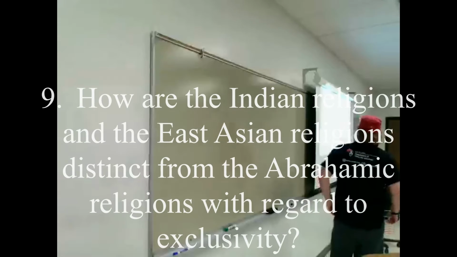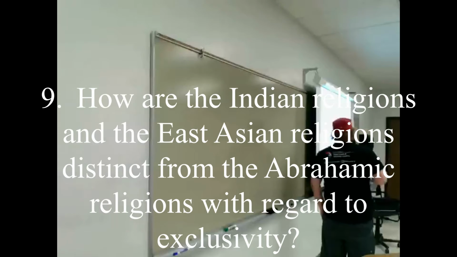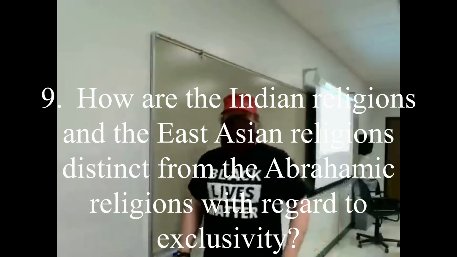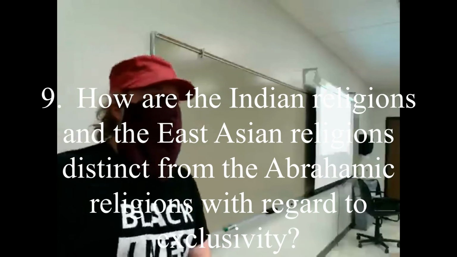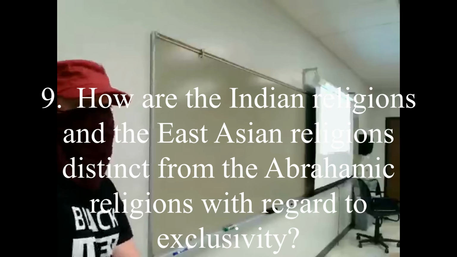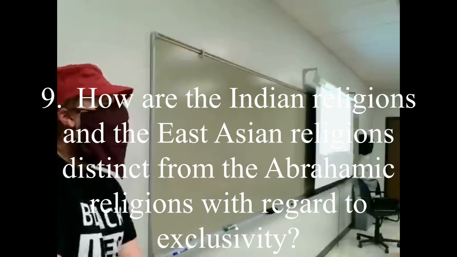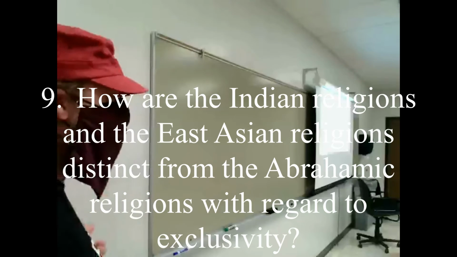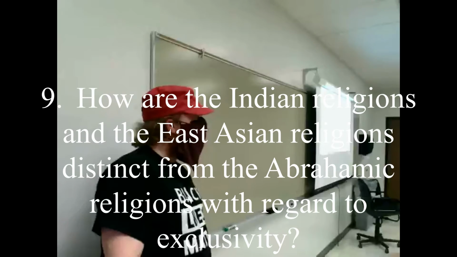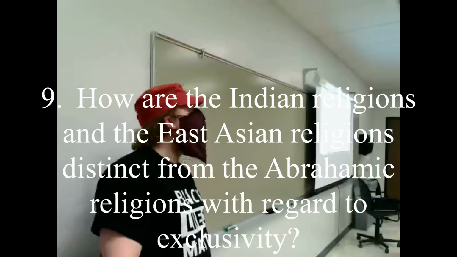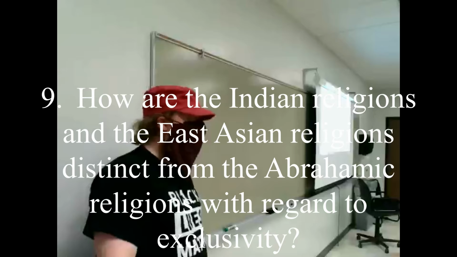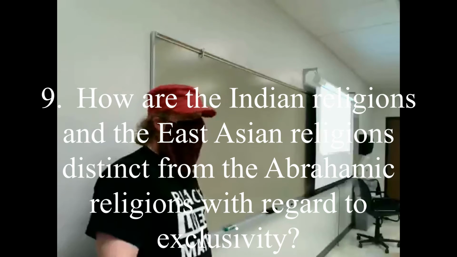Question number 9, the final question. How are the Indian religions and the East Asian religions distinct from the Abrahamic religions with regard to exclusivity? What do I mean by that? It's kind of explained by the previous question. Can you be a Buddhist and a practitioner of Shinto at the same time? Yeah. Can you be a Confucian and a Taoist at the same time? Sure. Confucian and a Buddhist? Absolutely.